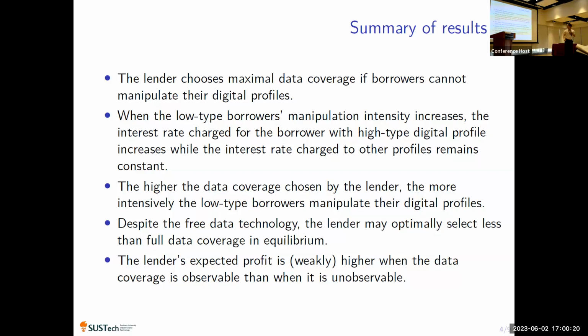Okay, the second point is that when the low type borrower's manipulation intensity increases, then the interest rate charged per borrower with a high type profile is also increasing, but the other two are constant. Again, I think this is quite intuitive. If you have a meaningless signal, okay, then the lender can do nothing. It doesn't learn anything about you. So the manipulation rate doesn't influence this rate. If the signal is low type, well, then the lender knows that you're low type, no matter the manipulation rate. So the manipulation intensity also doesn't determine its interest rate.